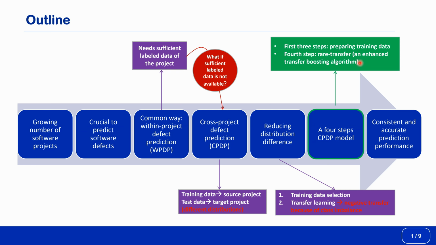Therefore, aside from reducing distribution discrepancy between source and target data, this model also addresses the issues related to defect data class imbalance. The prediction performance results of our model were consistent and accurate. We tested our model on 15 projects from 3 famous and publicly available repositories, and the improvements by our model were more than 5% in some datasets in the case of AUC and FMeasure.